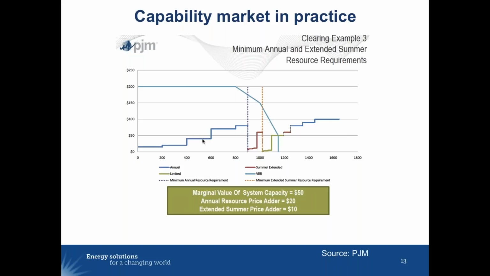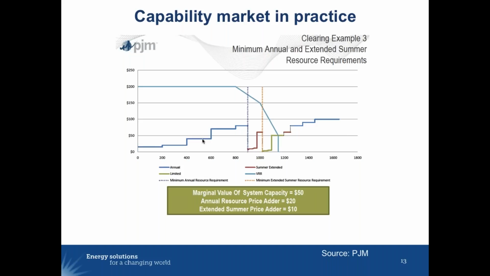So the first tranche clears at, call it, $70 per megawatt hour, or $70 per megawatt day, I think is the metric. And then they ran out of that, that was all the annual that bid. So that cleared at the $70 level.